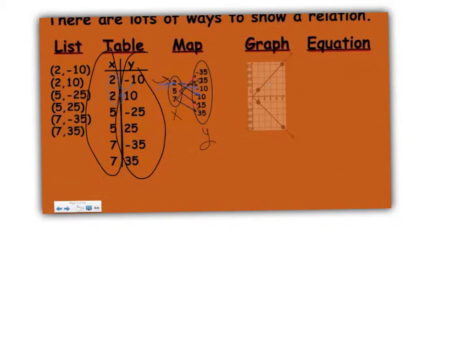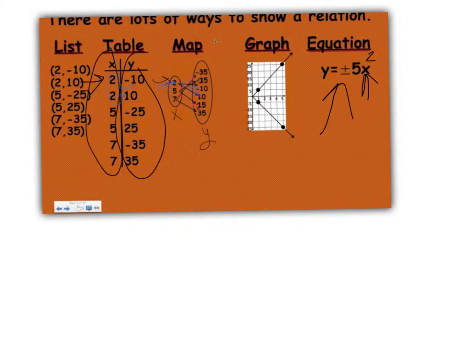The next way you could show a relation is with a graph. Just plot the points. And the final way is with an equation. So this equation is a little bit more complicated than the ones you're going to be seeing now, but what this equation is telling us is that y will be positive or negative 5 times whatever our independent variable is. So if we have 2, we plug 2 in here, so we have 5 times 2, so that means we have either positive 10 or negative 10, which is exactly what you have over here.